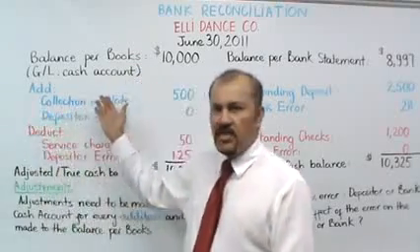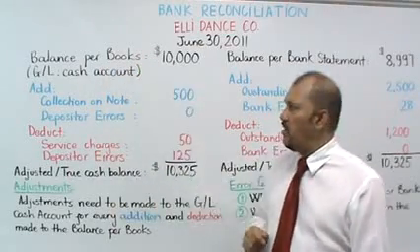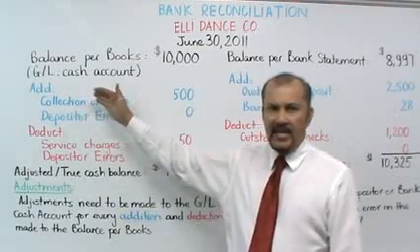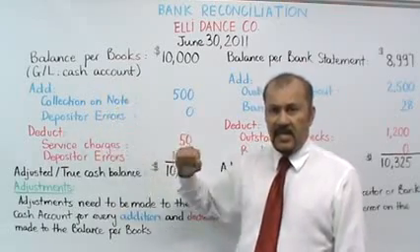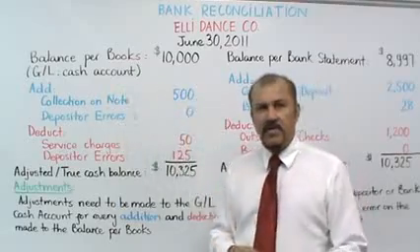So let's get right into the numbers here. And again, the balance per books for June 30th, $10,000. To that, we're going to add certain items and then deduct certain items. From an addition standpoint, I have collection on note, $500.